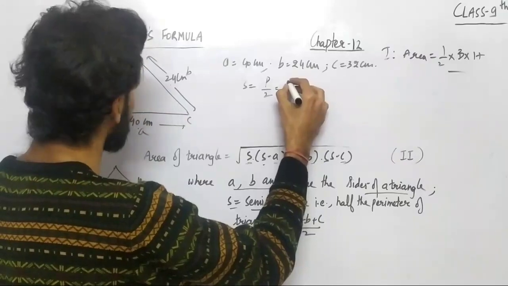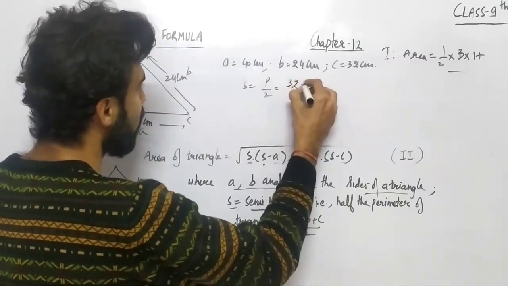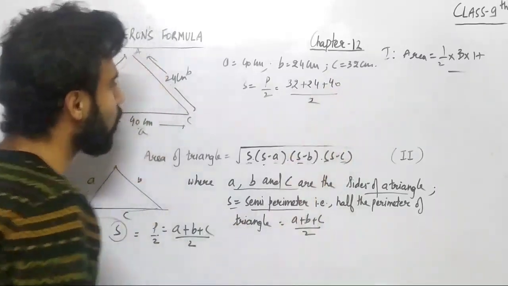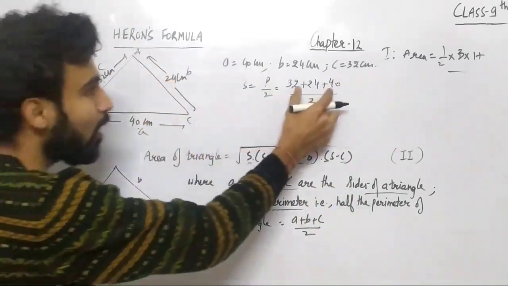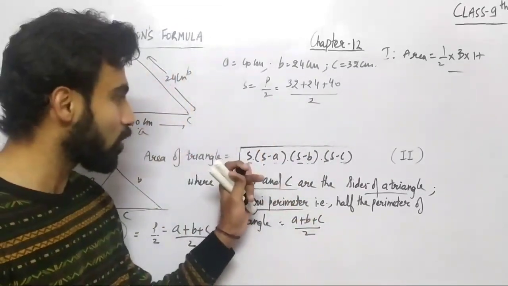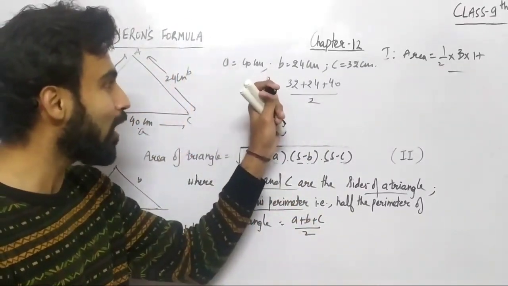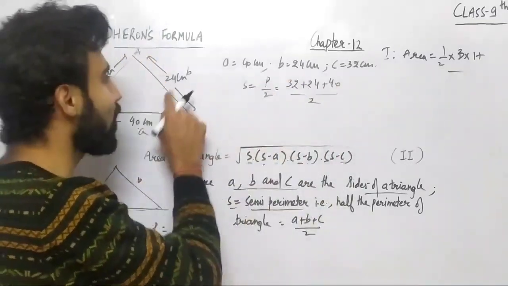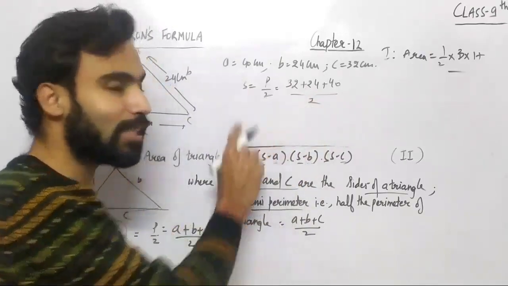So you can see, perimeter क्या होता है? Simply adding the sides. So 32 plus 24 plus 40, divide by 2. आपको क्या करना है? Simply तीनों sides को add करना है, then 2 से divide करना है. That is going to be the value of this S, which is semi-perimeter. Perimeter divided by 2. So we can calculate perimeter by simply adding the sides and then simply dividing it by 2 to get the semi-perimeter.